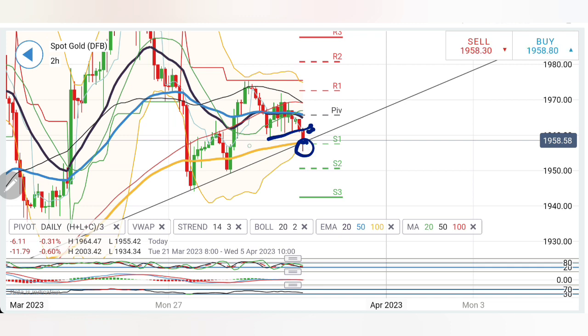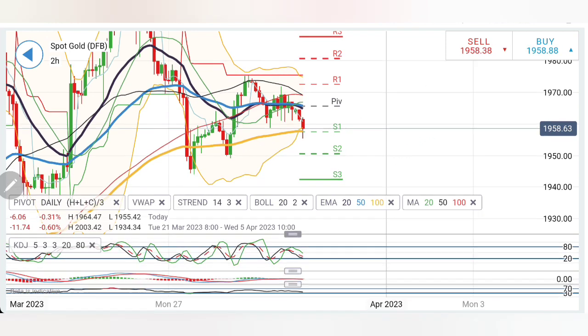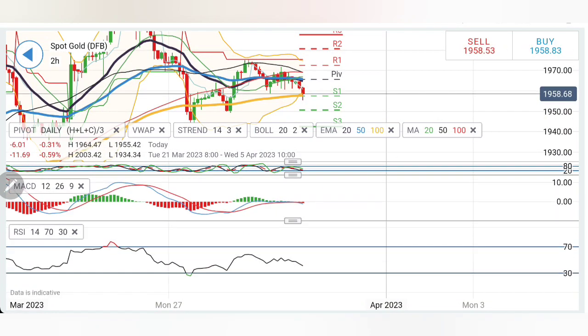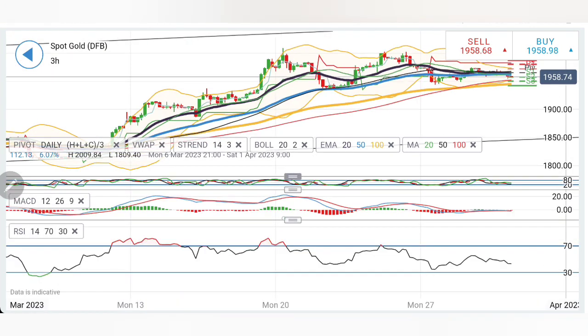This is also sustaining the channel, and hence till the time it stays above 1955 levels one can stay long, and below 1955 one has to go short. But remember 1950 is a support. If it breaks below 1950, then only further bearishness will be seen. Stochastic is looking down. The MACD is divergent and bearish. It is looking down here. The RSI is looking down. That is also trying to show a little bearishness.